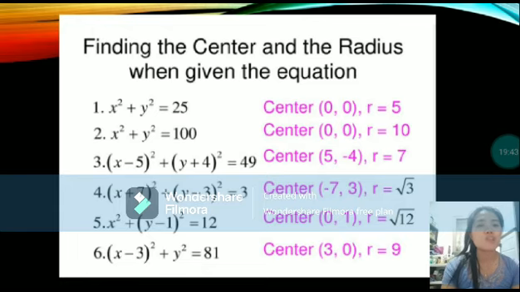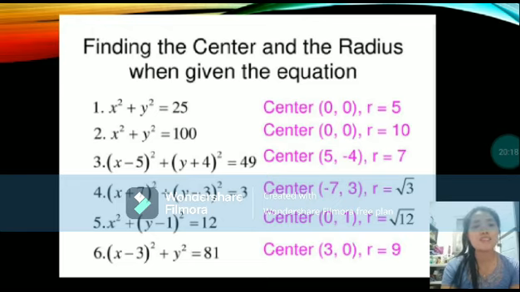x squared plus (y minus 1) quantity squared is equal to 12. Since x doesn't have a grouping symbol, there's no parentheses in there, so it gives us an idea that the x coordinate of the center, or the h, is always 0, if that's the case. So the center would be (0, 1), where h is 0 and k is 1, and then the radius is the square root of 12.